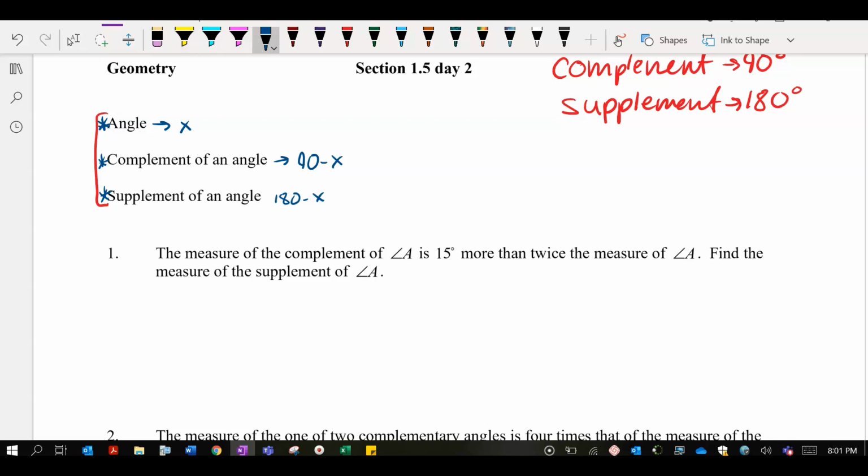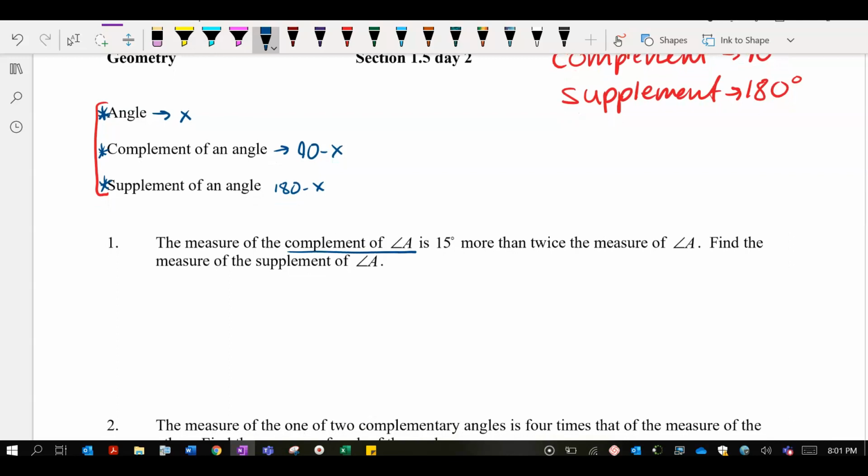So I'm going to look here at the key words. Complement of angle A. Up here, complement of an angle. So over here, I'm going to write 90 minus x, because when I see that phrase, I think of 90 minus x. We know is means equal, so you put an equal sign. Then it is 15 more than. More than, we're going to have a plus. Twice the measure of angle A. So here it just says measure of angle A, so here we're going to have 2 times x.